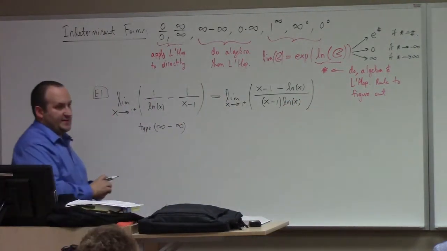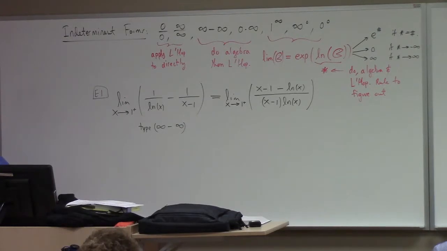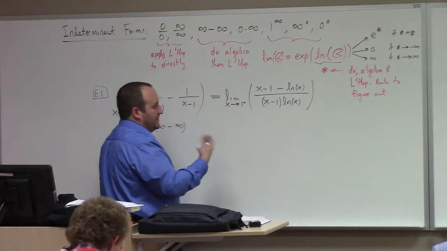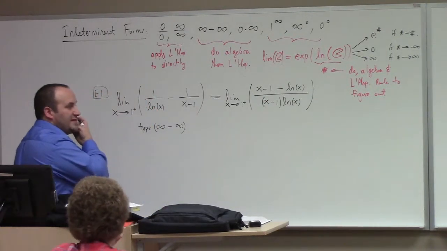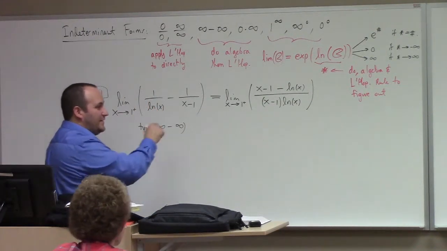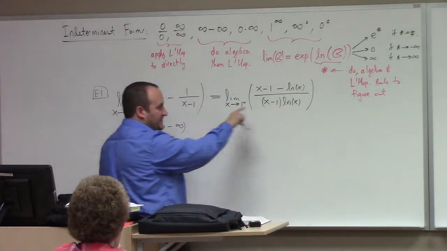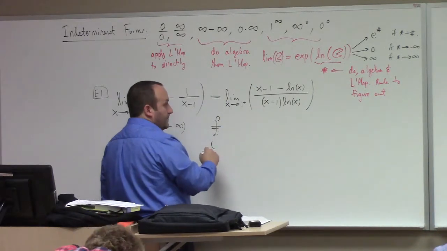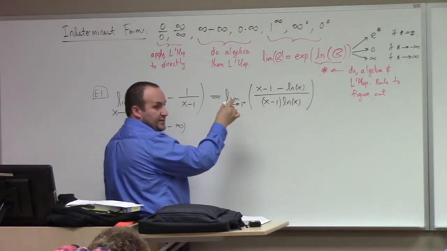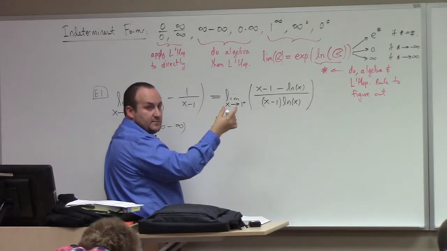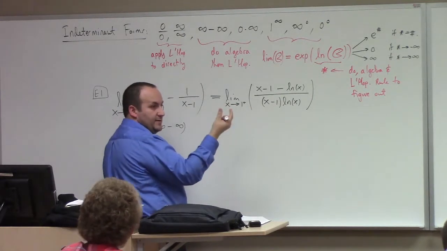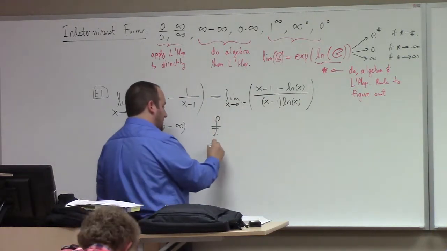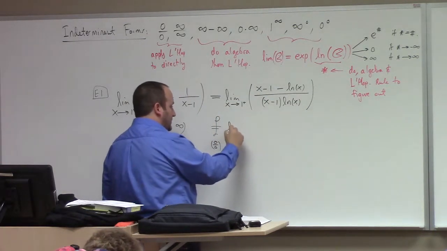This one's a little bit more exciting than the one I did in class. I cherry-picked one from the homework last time. Well, maybe not. Maybe it wasn't from the homework, but from the problems at the end of the section. Now I think we're good to go. What type is this? 1 minus 1, 0. What's log of 1? Log of 1 is 0, right? So we got 0 over 0. So type 0 over 0, we can apply L'Hopital's rule to.